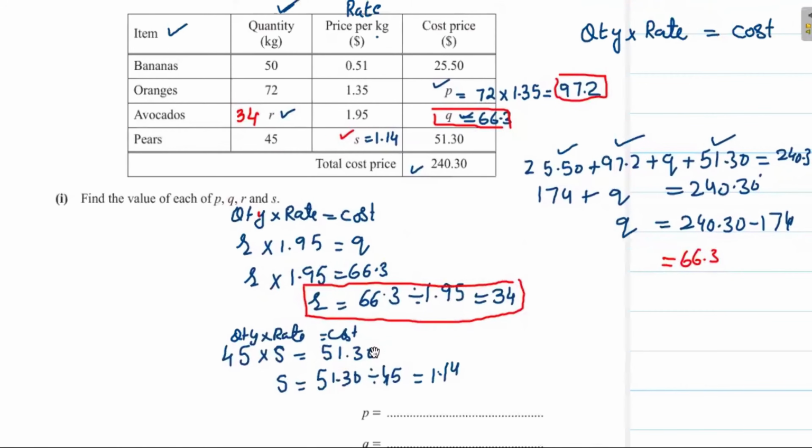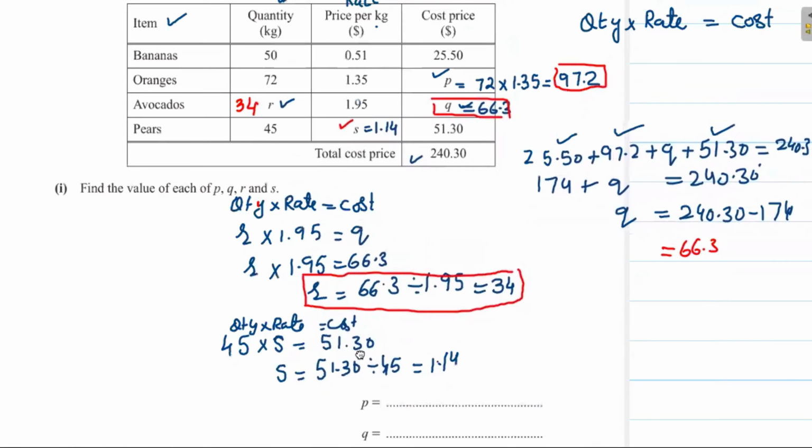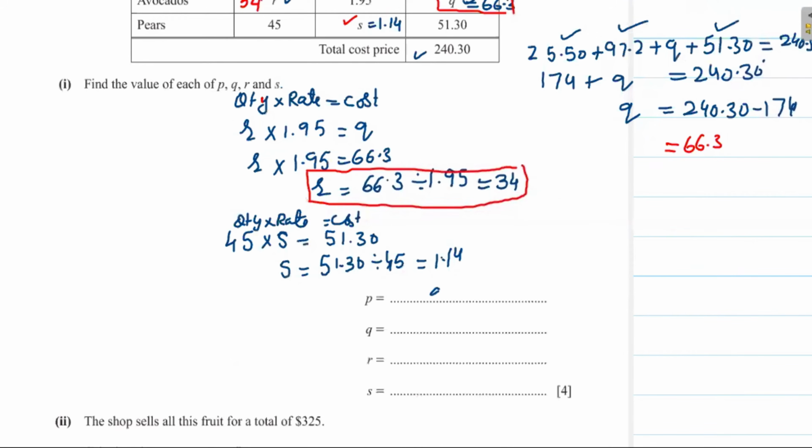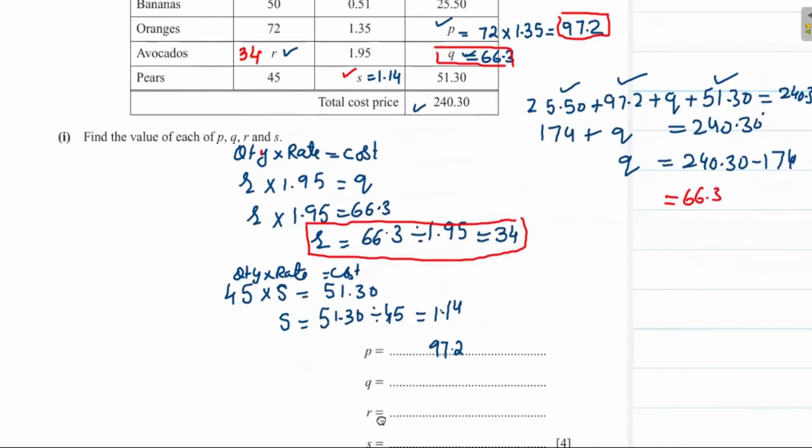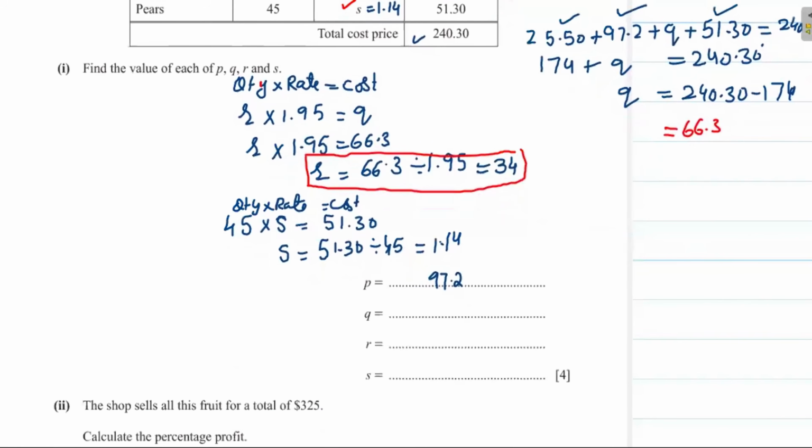Now we write these values. You can write these values here. The value of P is 97.2, and the value of Q is 66.3. And the value of R is 34 and the value of S is 1.14.